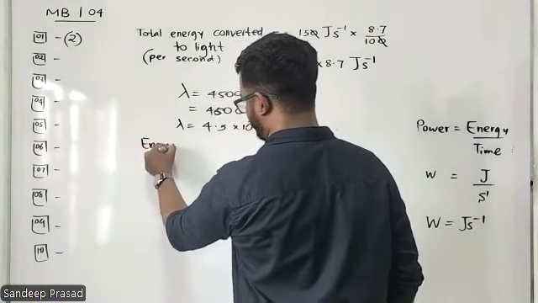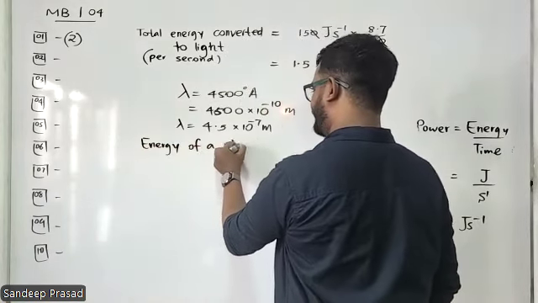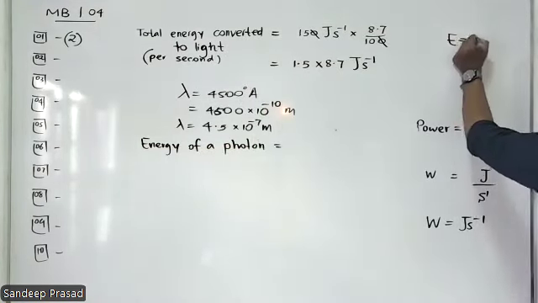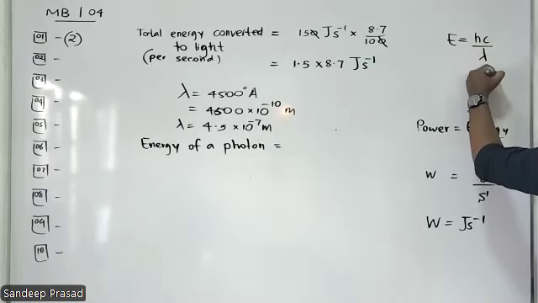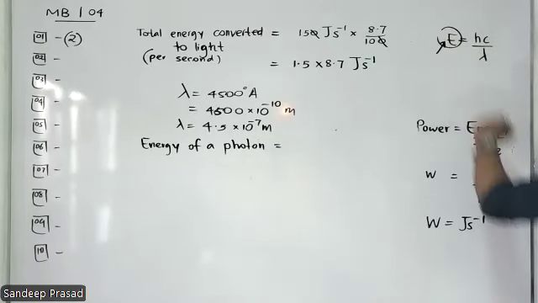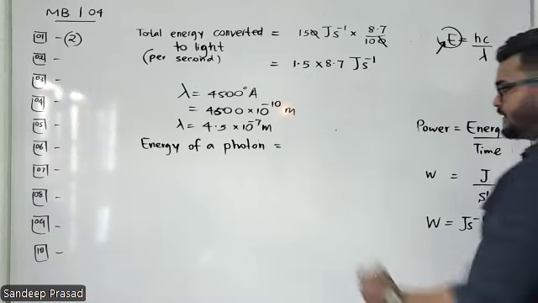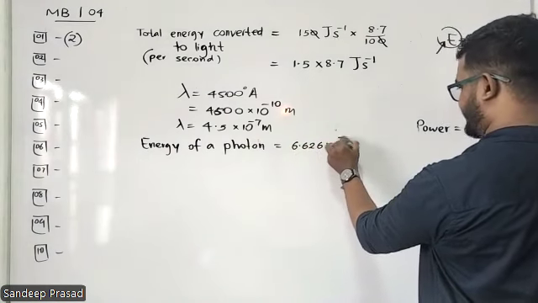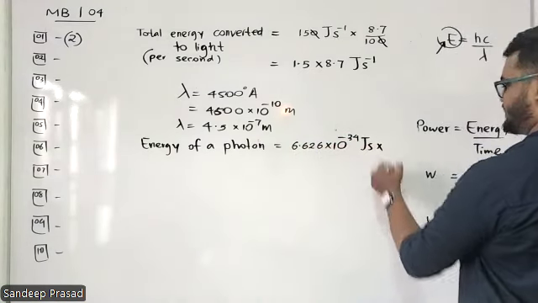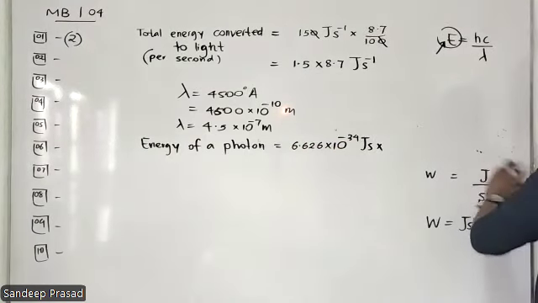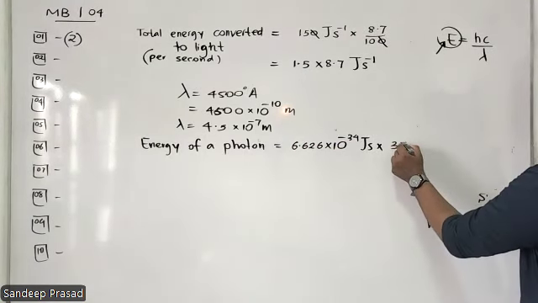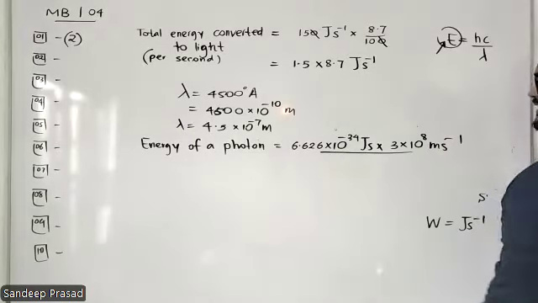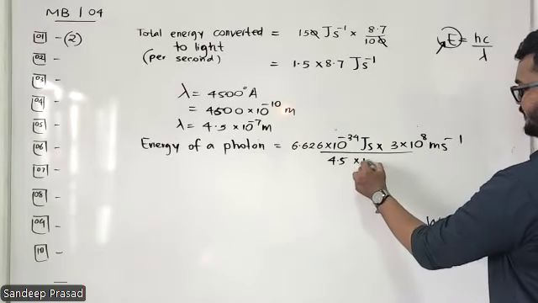Energy of a photon. How can we find out the energy of a photon? So we know the equation E equals hc over lambda. The equation E equals hc over lambda is used to calculate the energy of a photon. Therefore, hc over lambda: Planck's constant 6.626 × 10 to the power minus 34 joule seconds, right? And what is the velocity of light? 3 × 10 to the power 8 meters per second, divided by lambda, the wavelength, 4.5 × 10 to the power minus 7 meters.